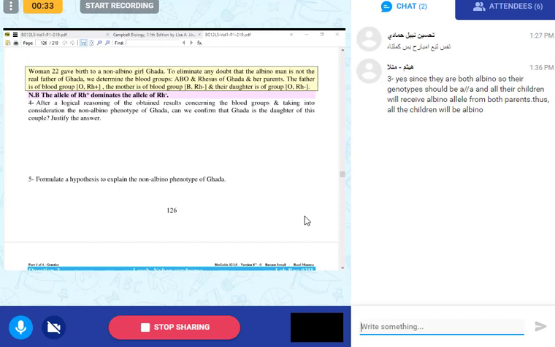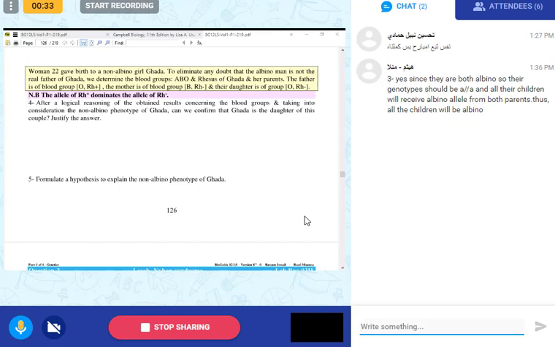To eliminate any doubt that the albino man is not the real father of Ghada, we determined the blood group ABO and rhesus of Ghada and her parents. The father is of blood group O Rh+. The mother is of blood group B Rh-, and their daughter is of group O Rh-. The allele of Rh+ dominates the allele of Rh-.